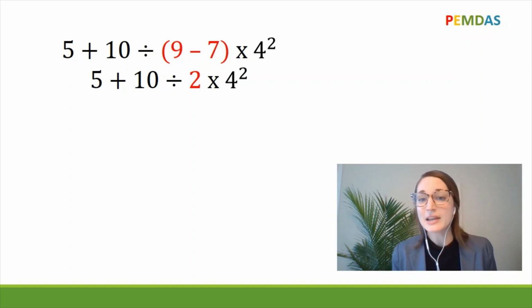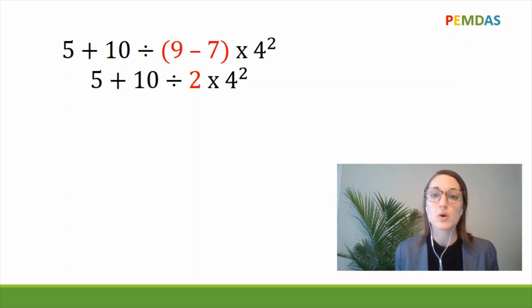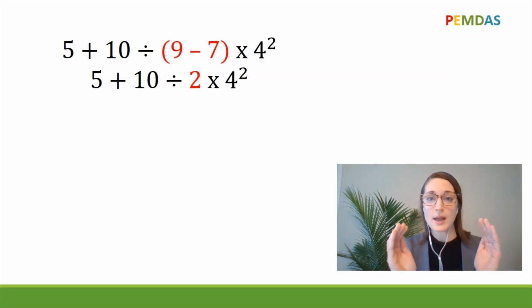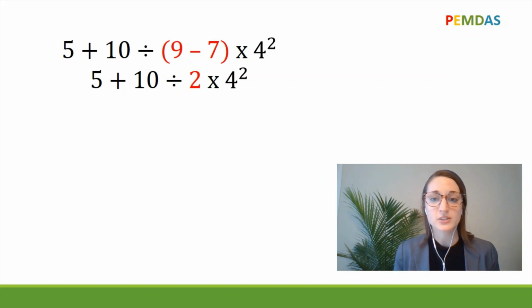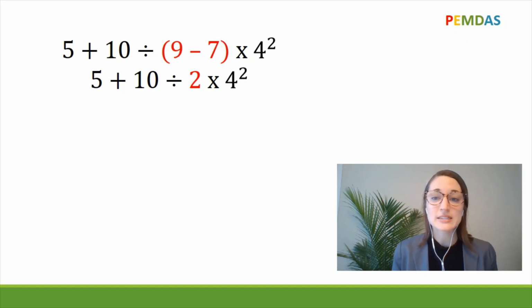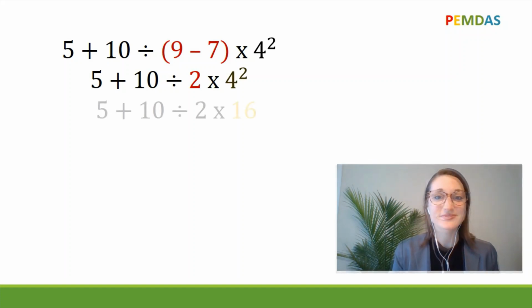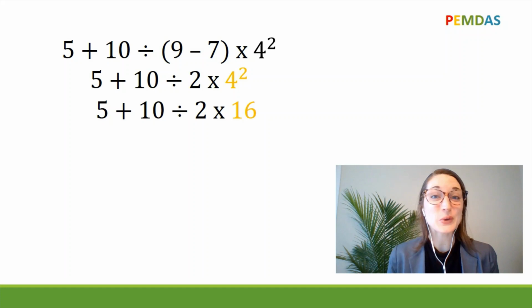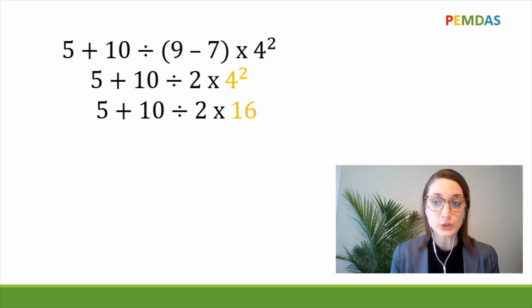I know that 9 minus 7 is 2. So I replace my parentheses with the answer, the number 2. Since it's just one number now, there's no need to keep the parentheses anymore. We've got what we need. Okay, so now our problem is 5 plus 10 divided by 2 times 4 squared. Still a lot to solve, but what's up next?